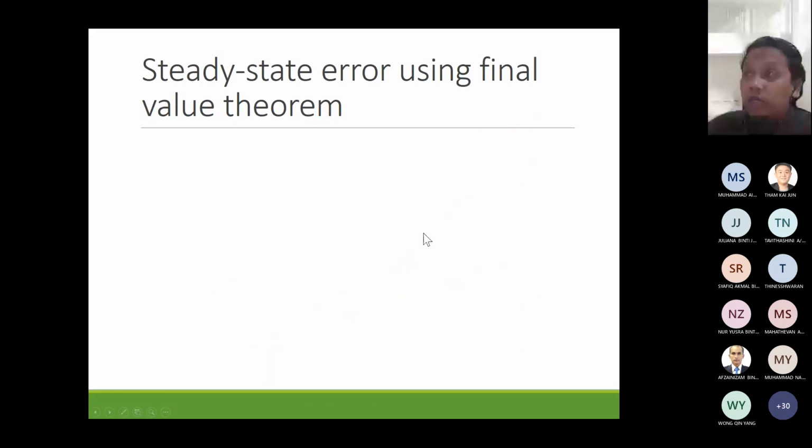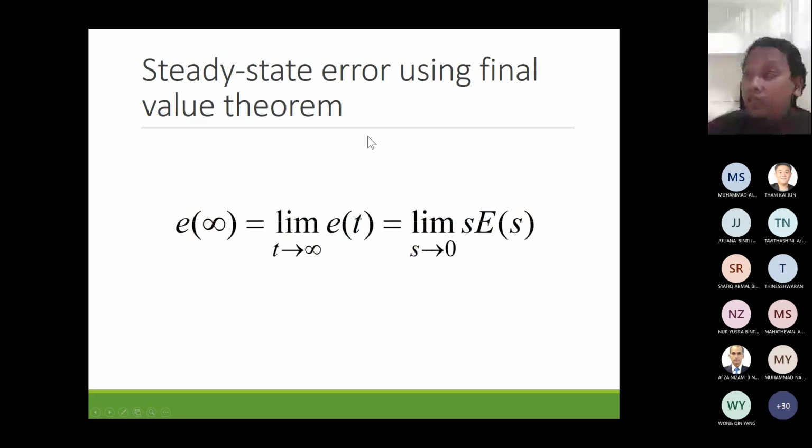So to calculate the steady state error, we have to introduce the final value theorem. Using the final value theorem, we can calculate the steady state error. The steady state error, e(∞), equals the limit as time t approaches infinity of the error function e(t). Also, if you convert this into frequency using the Laplace transform, it is the limit as s approaches 0 of s times E(s).